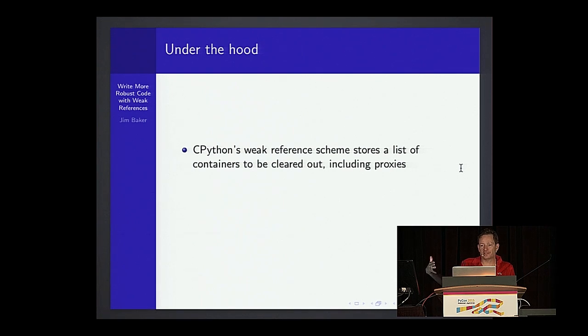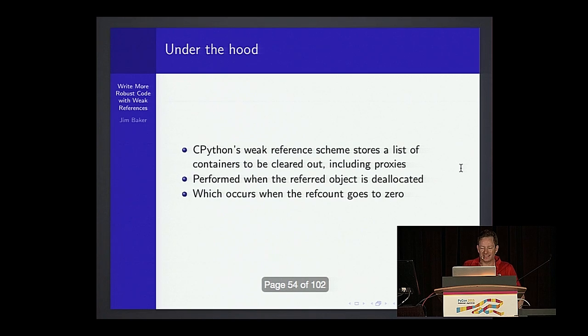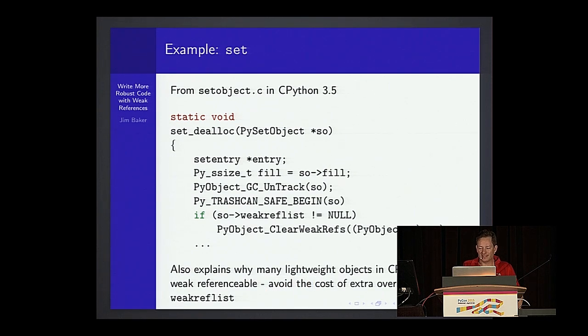In contrast, what we can do with CPython is use its support for weak references. And in that case, it stores a list of containers to be cleared out, including proxies. It's performed when the referred object is deallocated, which occurs when that ref count goes to 0. No waiting on the garbage collector. And we can see that in this code here.